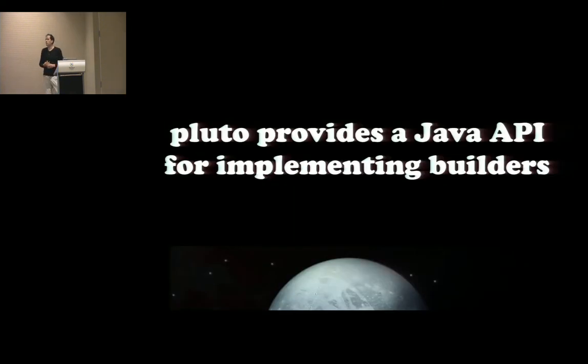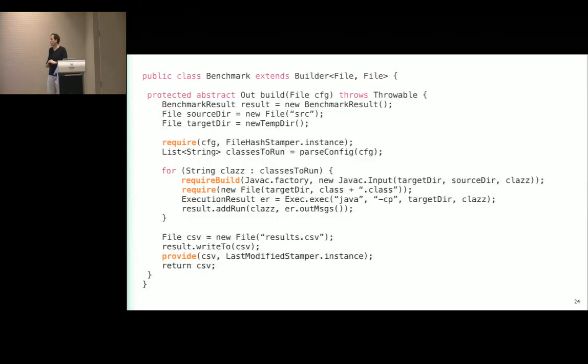We have implemented Pluto as a Java API, so your build scripts are Java programs. And here's actually the build script for the benchmark. I'm going to walk you through a couple of the details. First, it's just Java code. So you write a Java method that implements your builder, which is nice because you can now debug your build scripts easily.